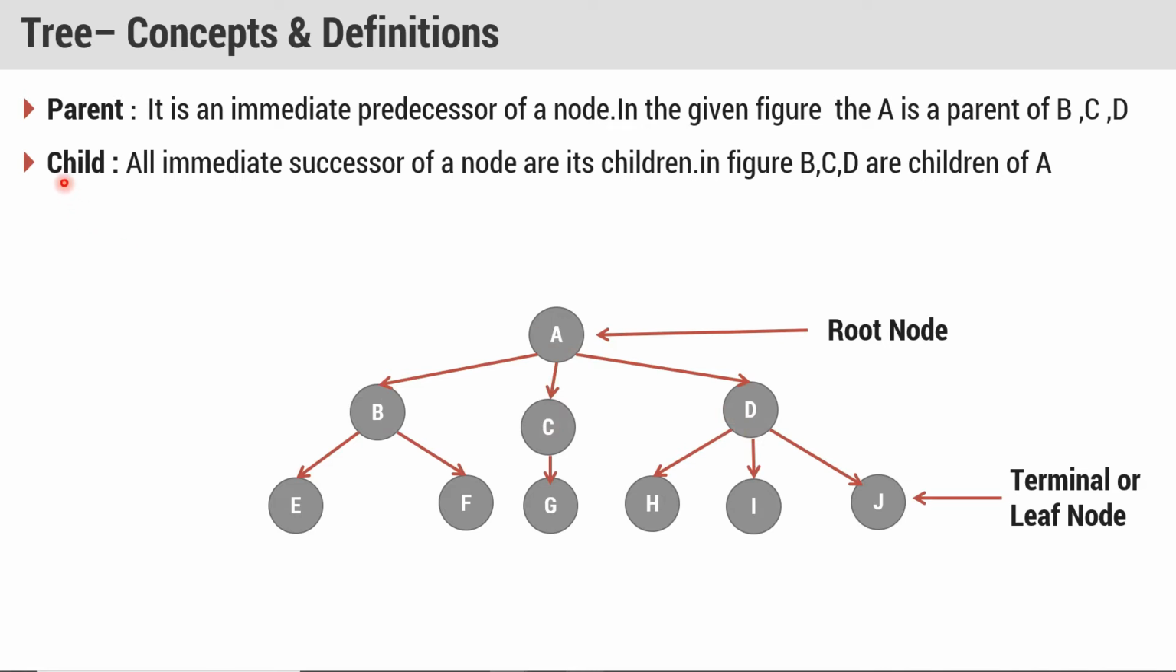Now next is child. All immediate successors of a node are its children. So take node E, and it has immediate successors B, C and D. So B, C, D are children of E.